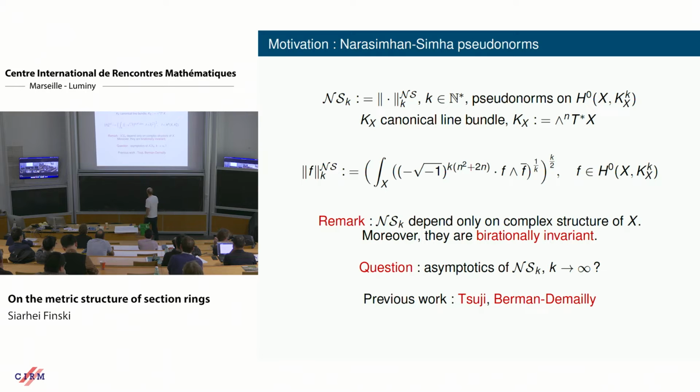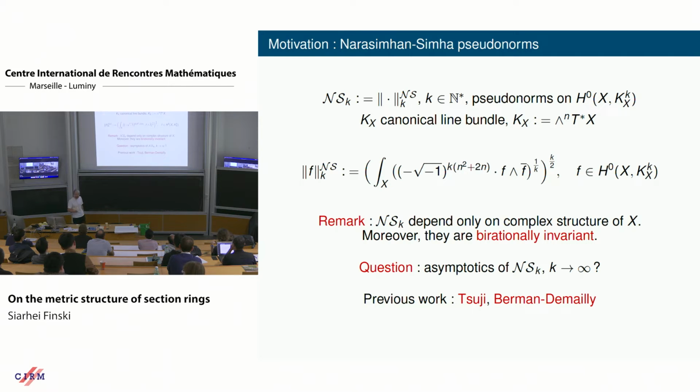Okay. So I'd like to mention that previously it has been studied by at least two authors, Hajime Tsuji and Berman and Demailly. Okay, but let me start already by saying that the question is extremely ill-posed in those terms. This is in fact due to the fact that this is a sequence of pseudonorms defined on different spaces. But when I'm speaking about the asymptotics of some sequence of objects, it's better if they align in the same space, right? We don't know what it means to study asymptotics of objects from different spaces.